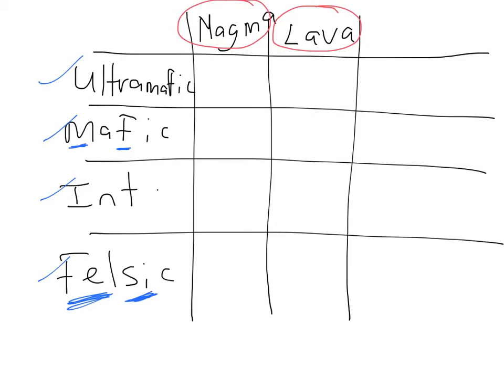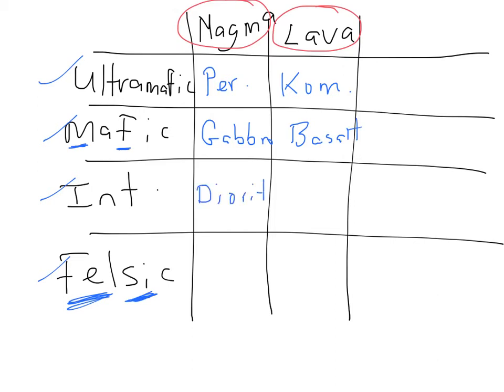So now we just need to look at brother-sister rocks. Here we have a rock that's called peridotite, and here we have a rock that's called komatiite. I don't have room to spell them all out in the little table here. For mafic, we have a rock that's called gabbro, and we have a rock from lava that's called basalt. For intermediate, we have a rock that's called diorite, and we have another one that's called andesite. And for felsic, we have granite, and we have another one called rhyolite.